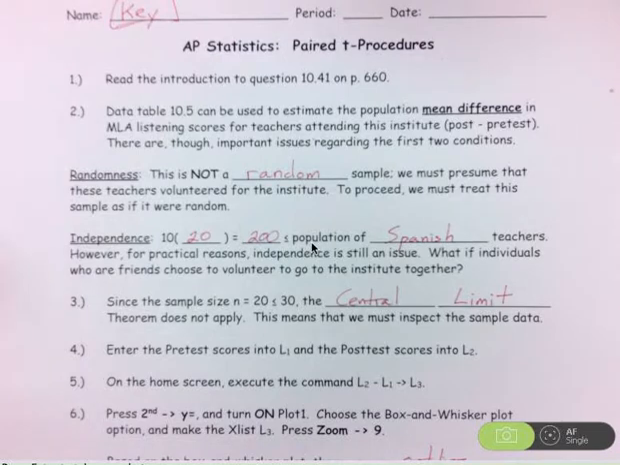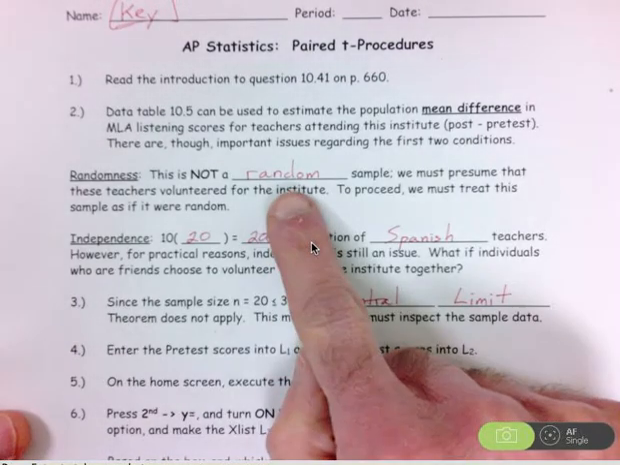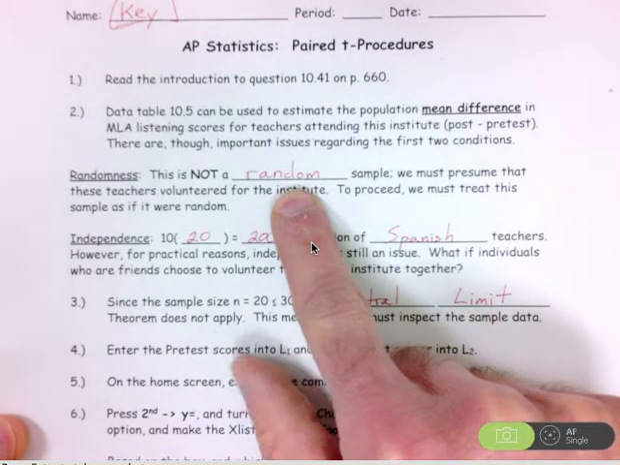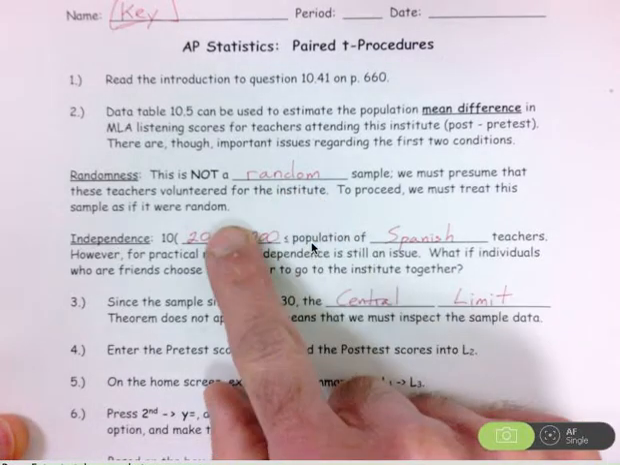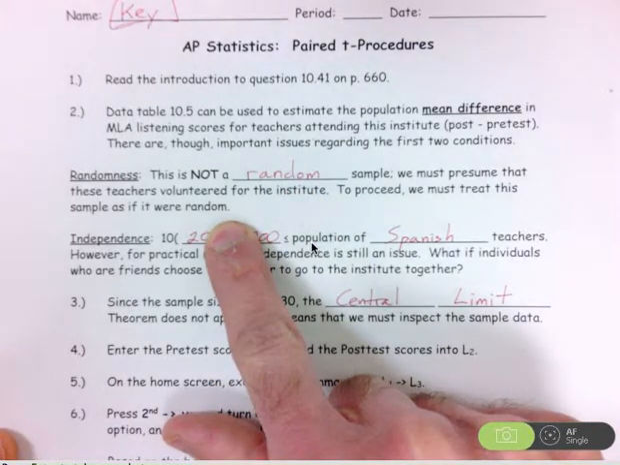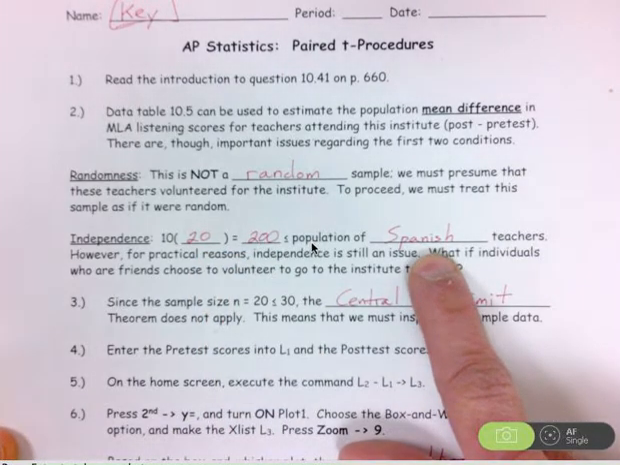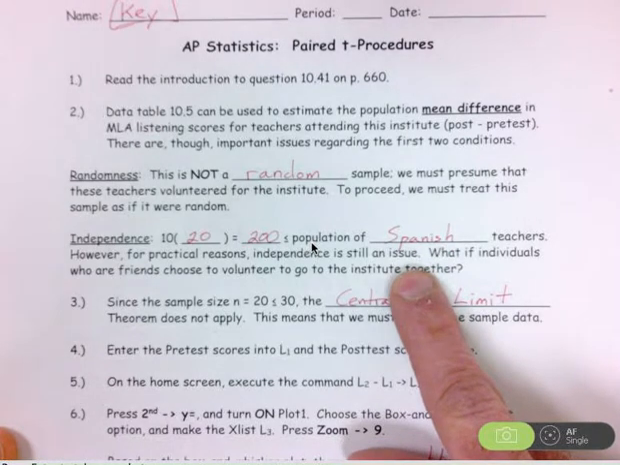So we have a situation where we have 20 subjects and we're looking at before and after scores for these Spanish teachers' essentially listening ability in terms of Spanish before and after they attend this summer institute. So very important, we do not have a random sample. That's a big issue. So we really don't have a choice to proceed. We're going to have to treat it as if it were a random sample. So this is the actual independence condition, which seems reasonable, but understand I'm not convinced that we actually have independence.